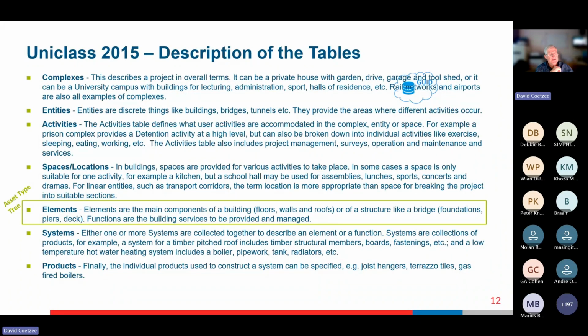Systems: what systems are in place. I'm not going to go into detail because that's a whole lecture in itself, the difference between elements, systems, and products. But it is quite important. A lot of people get these mixed up.